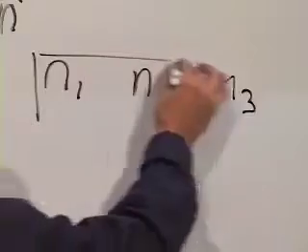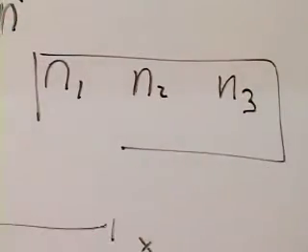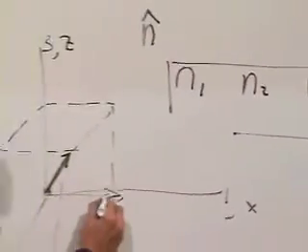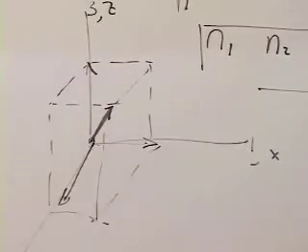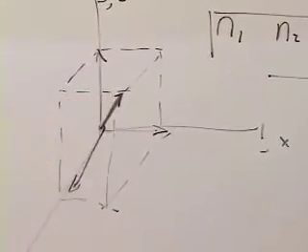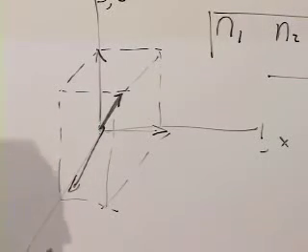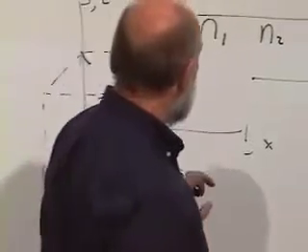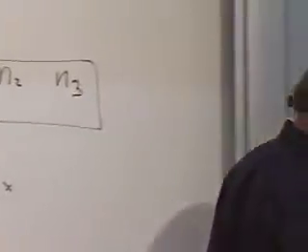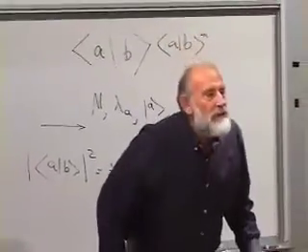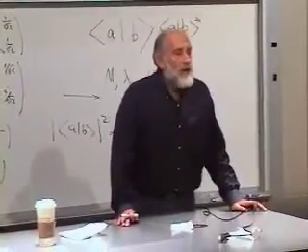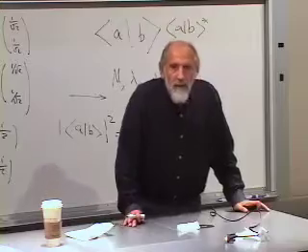Those are the components, basically this component and this component. You add them up, and you get the pointer that's pointing in some arbitrary direction. These are the components of the pointer. Now, what about the component of the spin along the direction n? How do we calculate that?